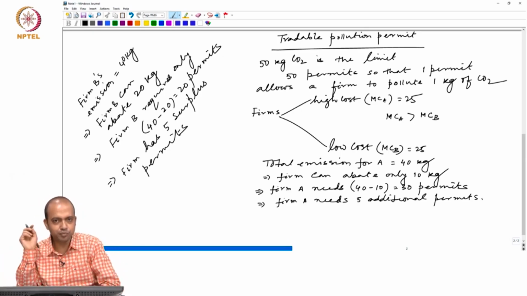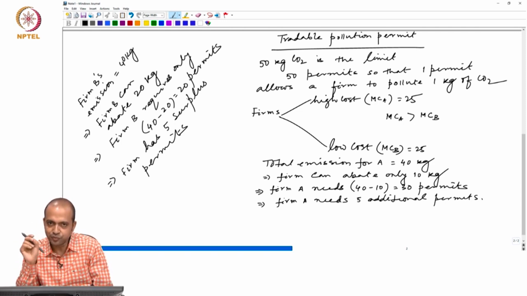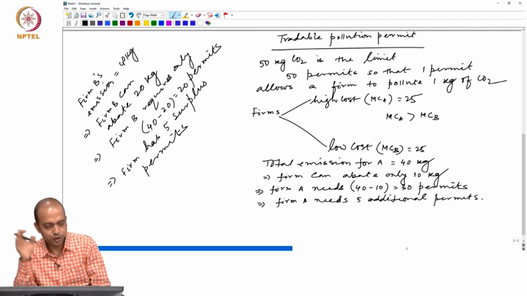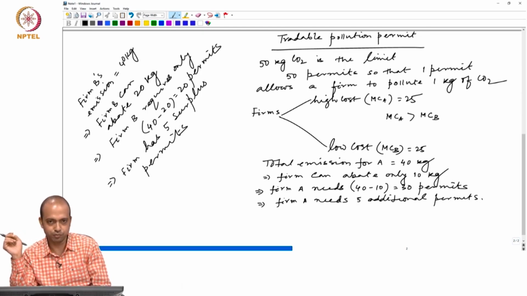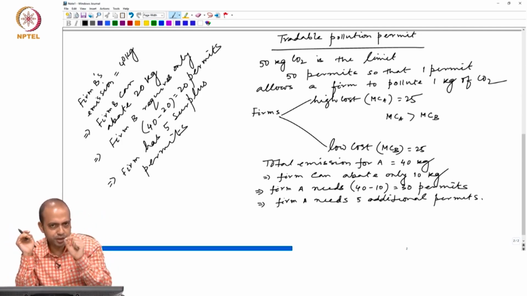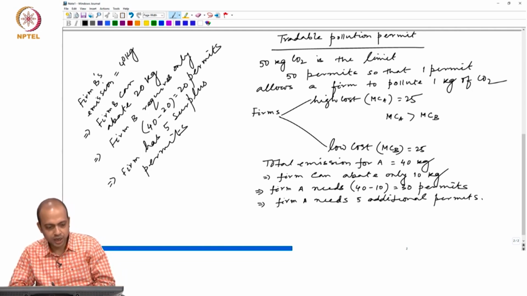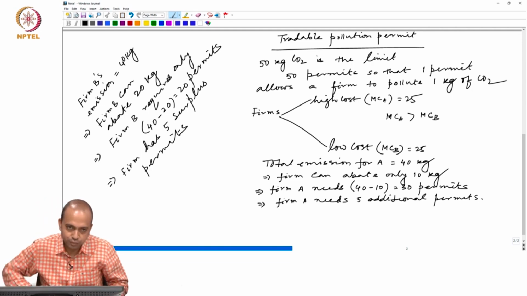Now, firm A and firm B can trade, they can interact with each other, and firm B says, look, I have 5 additional permits, if you want I can sell them to you. So, firm B can sell 5 permits to firm A, since firm A is a high cost firm. So, the policymaker's job is only to assign the total number of permits and allow these firms to trade with each other and result in an efficient level of pollution.